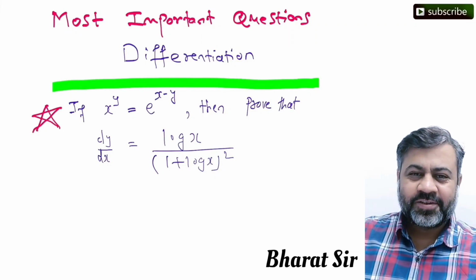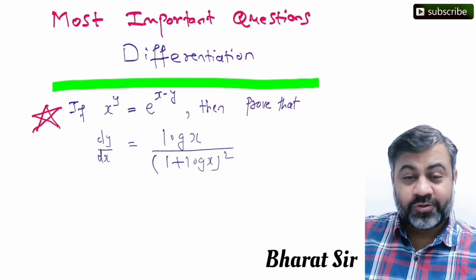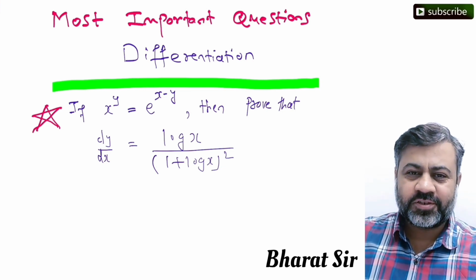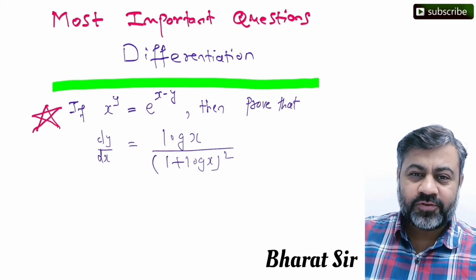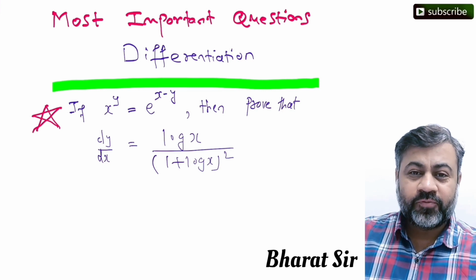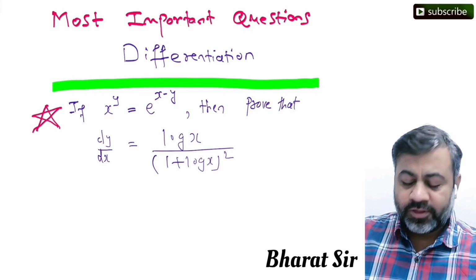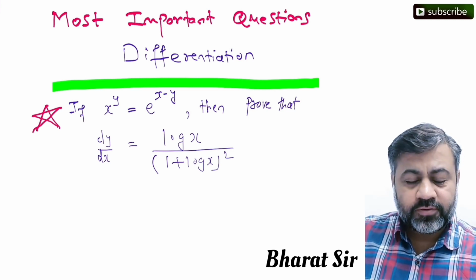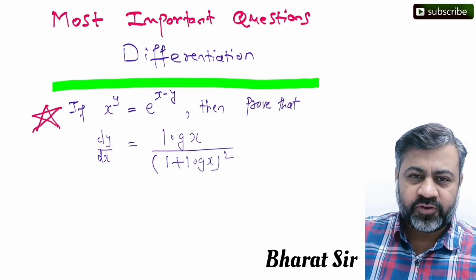Hello friends. So welcome back to part 2 of most important questions of differentiation. In the previous session we have seen problems with inverse trigonometry. Let's take a journey ahead. In today's session we will be seeing problems on implicit function.